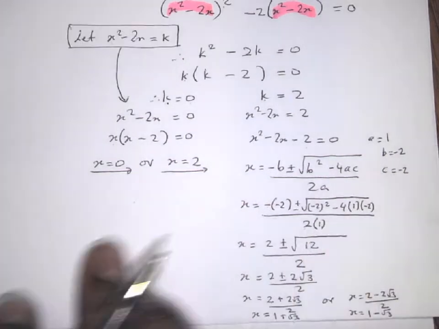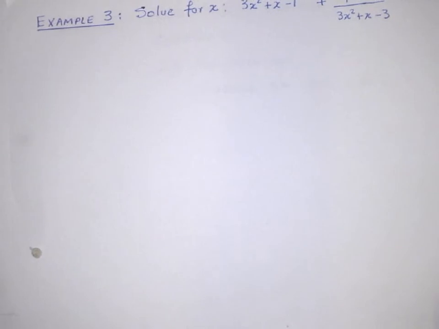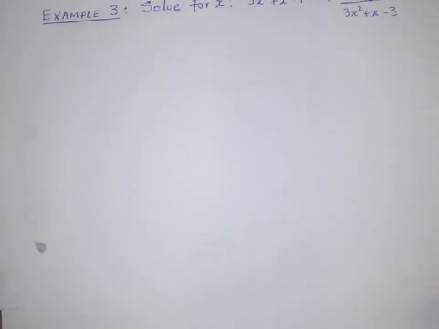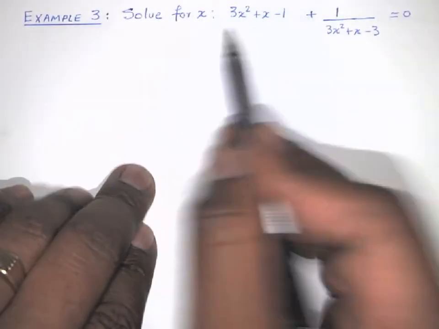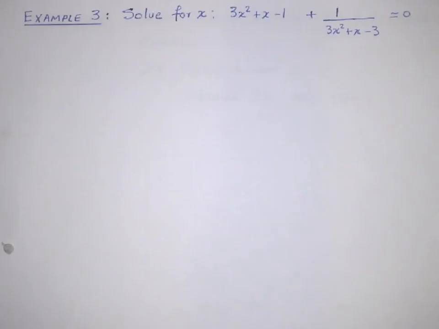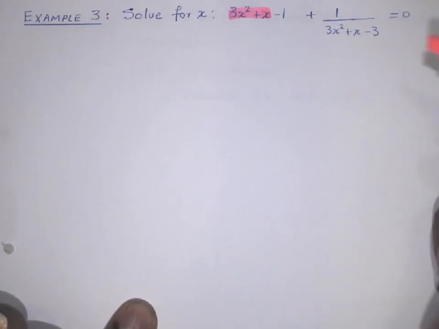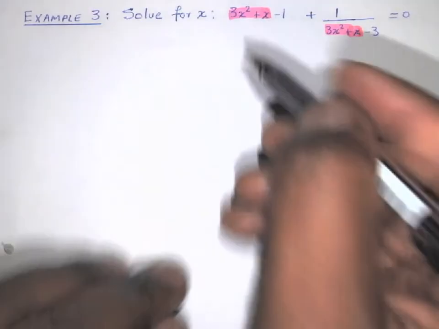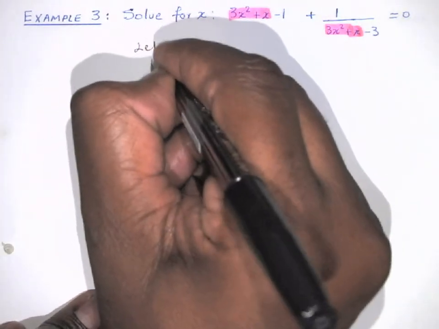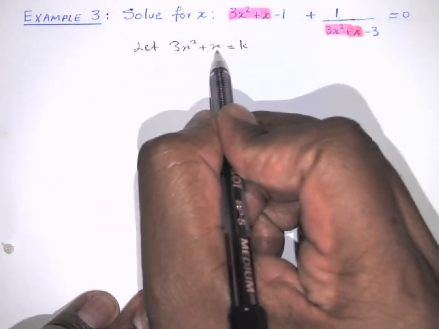So let's look at another example. Let's suppose now they give us this problem over here. It's a nice problem that they gave us. They say solve for x here. Again, you can see that over there is 3x squared plus x, the same as 3x squared plus x over there. So that's where we put our k. So we say let 3x squared plus x equal k. Where there is 3x squared plus x, I'll plug in k.